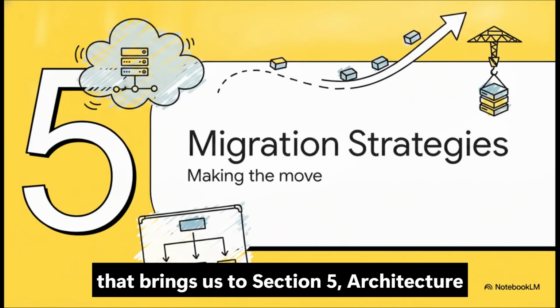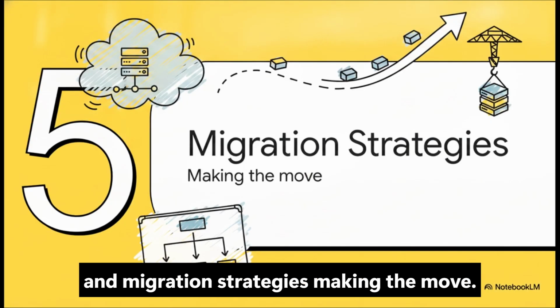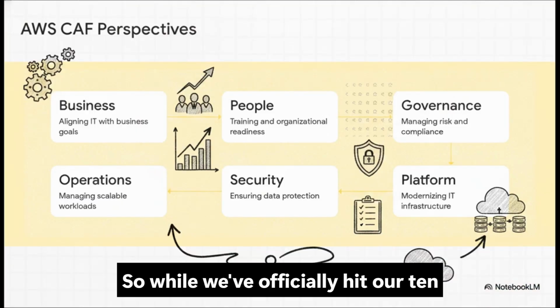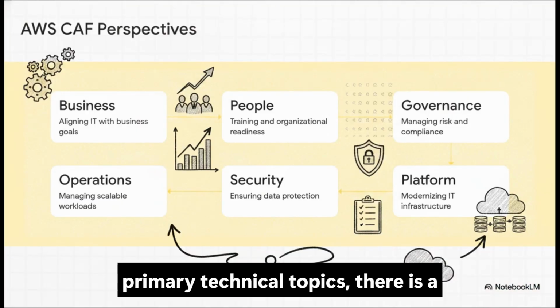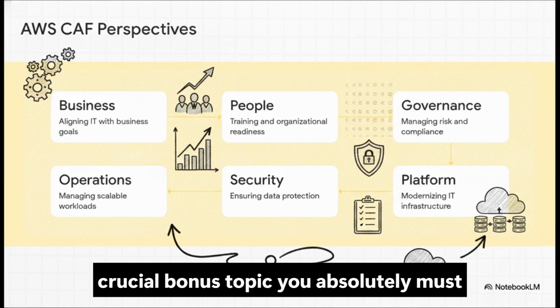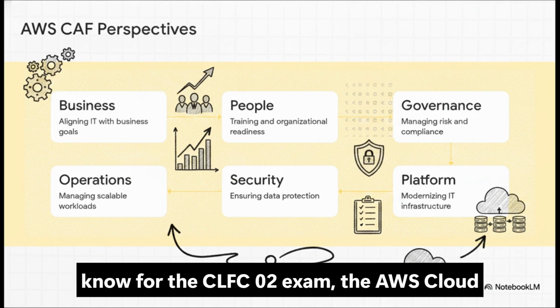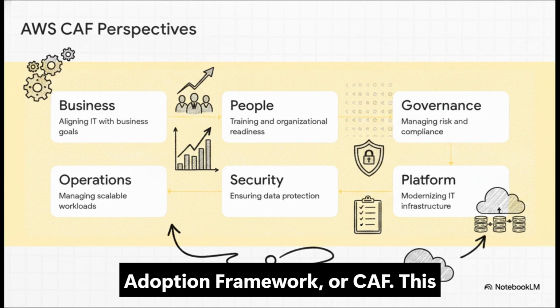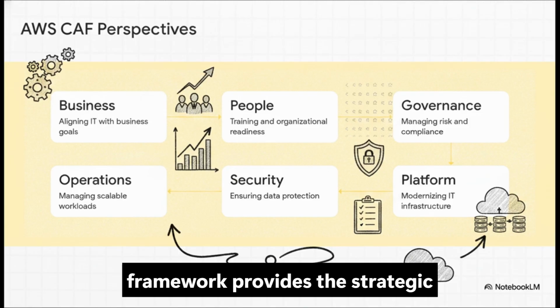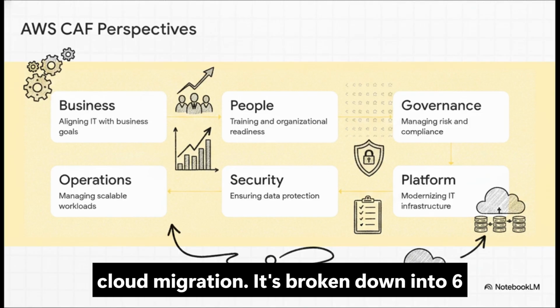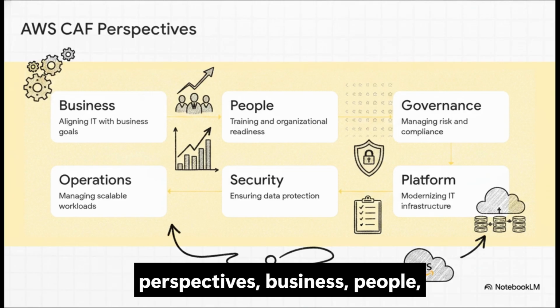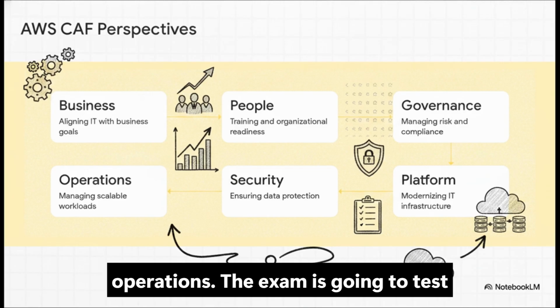And that brings us to Section 5, Architecture and Migration Strategies, Making the Move. So while we've officially hit our 10 primary technical topics, there is a crucial bonus topic you absolutely must know for the CLF C02 exam, the AWS Cloud Adoption Framework, or CAF. This framework provides the strategic organizational roadmap for a successful cloud migration. It's broken down into 6 perspectives: business, people, governance, platform, security, and operations.